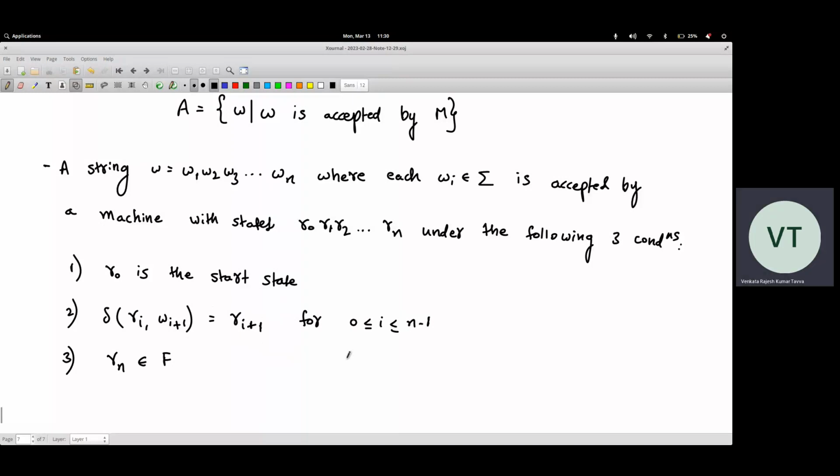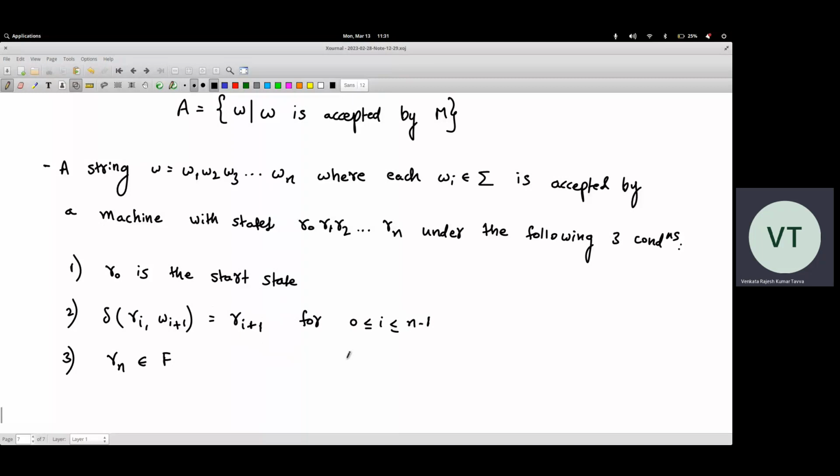Here R0, R1, R2, they are not necessarily different states in the machine. They are just the states in the path of visiting the string. You can repeat some of the states in your machine as you visit the symbols in the string. So R0, R1, etc. may map onto the same state in the machine. So it's not necessary that there should be n plus 1 different states. We'll take an example and we will see this later.